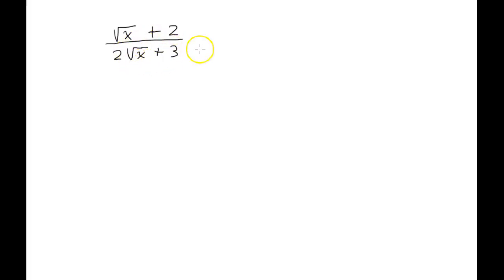So when you have something like this, you can multiply by what we call the conjugate. So it'll be 2 times the square root of x minus 3. And we've got to do that on the top and the bottom. So I'll show that here. We've got 2 times the square root of x minus 3 on the top, and also 2 times the square root of x minus 3 on the bottom. Okay, what happens when we multiply that?